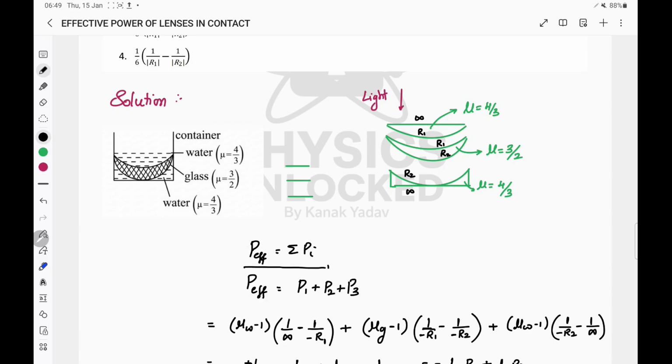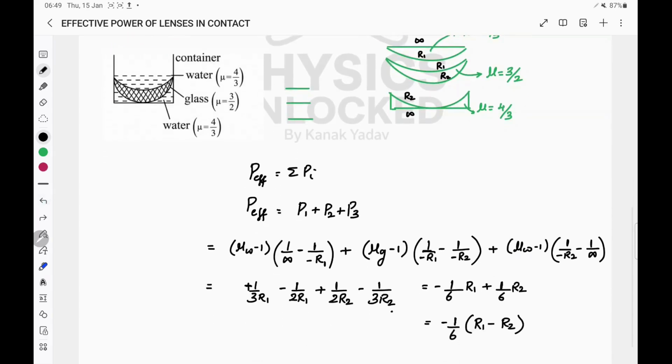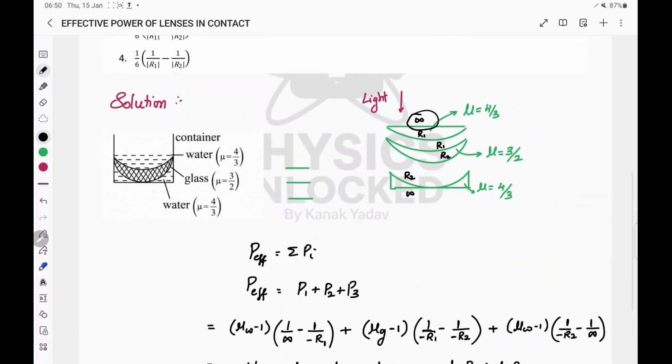Since here lenses are in contact, the effective power will be the sum of their individual powers. P effective is equal to sigma P i. So let's just add the power of all the three lenses. Now you see for the first lens, the upper surface has infinite radius of curvature because it's a flat surface, and the lower surface I have taken the radius of curvature as negative in the lens maker's formula. Why have I done that? Because if you see the lower surface, its center of curvature is above. So your radius of curvature will be measured from down to up, but the light is going from up to down. It's going against the direction of incident light, so I'll be taking it as negative.